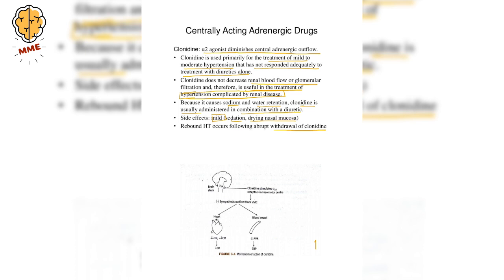Now you can see clonidine stimulates alpha 2 receptors in the vasomotor center, which decreases sympathetic outflow from the vasomotor center, and it affects the heart and blood vessels. In the heart, it will decrease heart rate and cardiac output, which will in turn decrease blood pressure. In blood vessels, peripheral vascular resistance will decrease and blood pressure will in turn decrease.